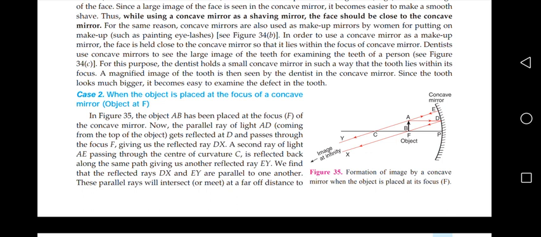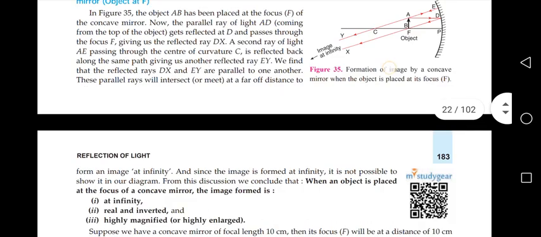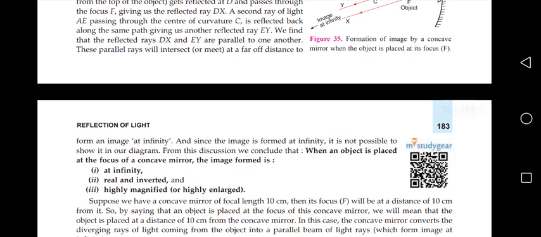So these both rays, you can see that EY and DX are parallel to each other. They are never meeting each other. It means that they are meeting at infinity. So therefore the image formed will be a highly enlarged image and it will be real and inverted. Okay, so here you can see that when an object is placed at the focus of a concave mirror, the image is formed at infinity and it is real, inverted, and a highly enlarged image.